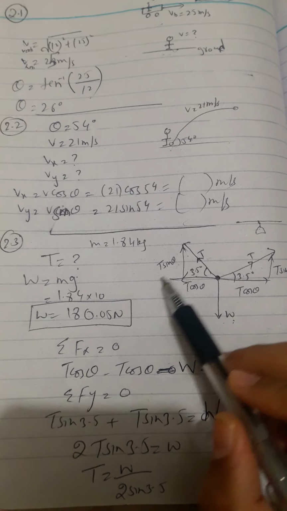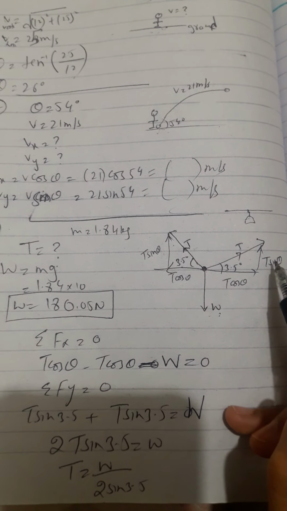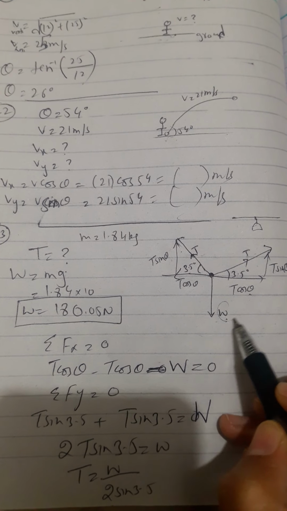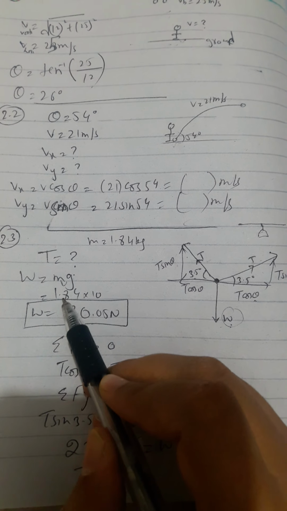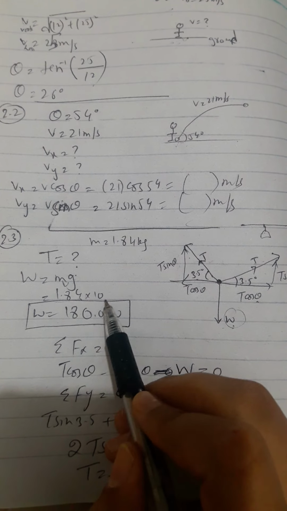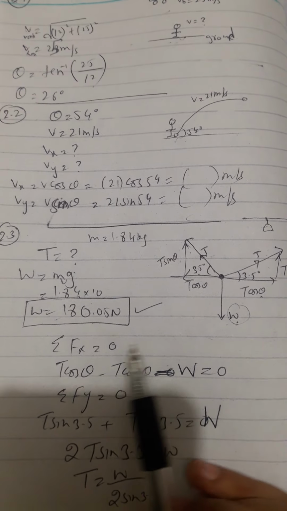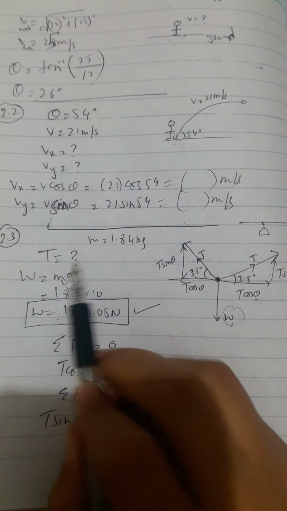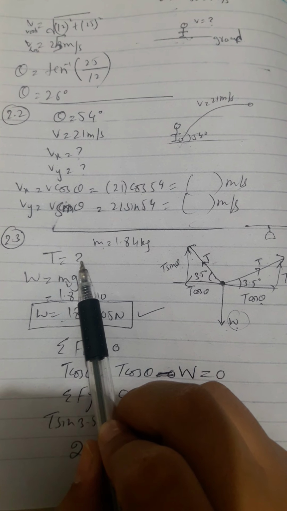One is T cos theta, T sin theta, and similarly for this T, it has also a sine component and a cos component. Okay, what is the weight of the body? We have given the mass of the bag, that is 1.84 kilogram, and put the value of g, you get the value of weight. Now we have to calculate the tension. We have given the mass of the bag, we have to calculate the tension.